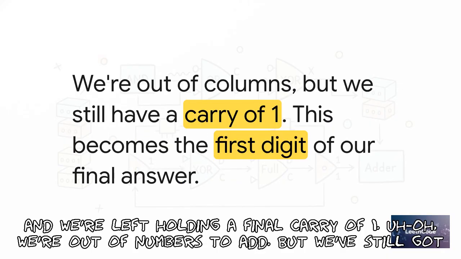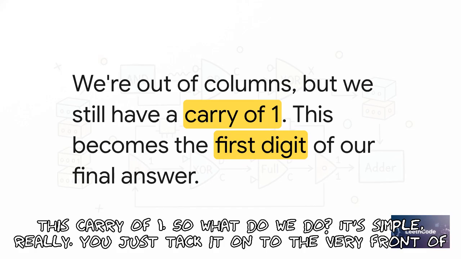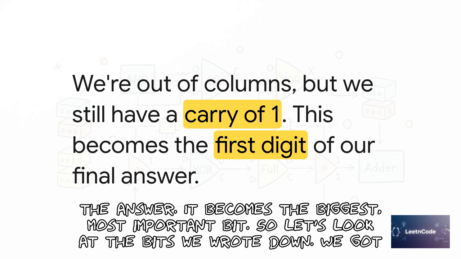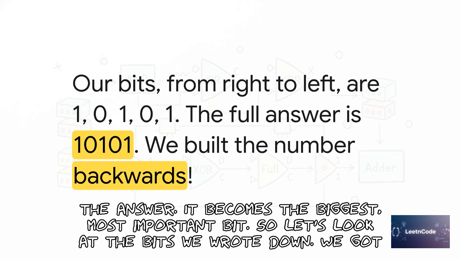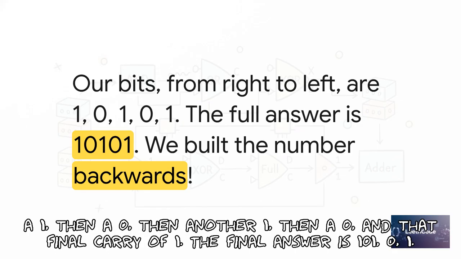Uh-oh, we're out of numbers to add, but we've still got this carry of 1. So what do we do? It's simple, really. You just tack it on to the very front of the answer. It becomes the biggest, most important bit. So let's look at the bits we wrote down. We got a 1, then a 0, then another 1, then a 0, and that final carry of 1. The final answer is 10101.